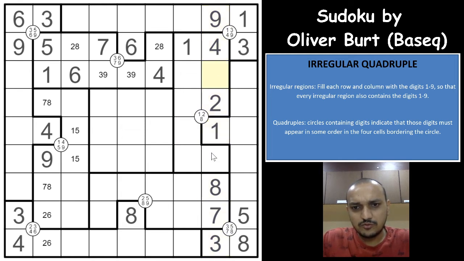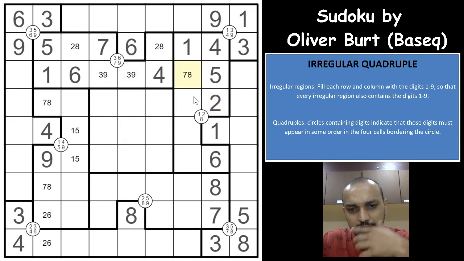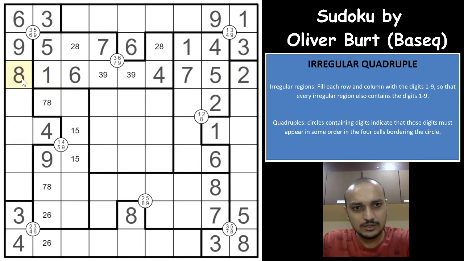5 and 6 would have to be here, right? So this is 5, this is 6. So 1, 2, 3, 7, 8 and 9, 3, 9, this would have to be 7 and 8. No, 8 would have to be in one of these 2 cells. So this is 7. Okay. So 2 and 8 here in these 2 cells. So this is 2, this is 8.